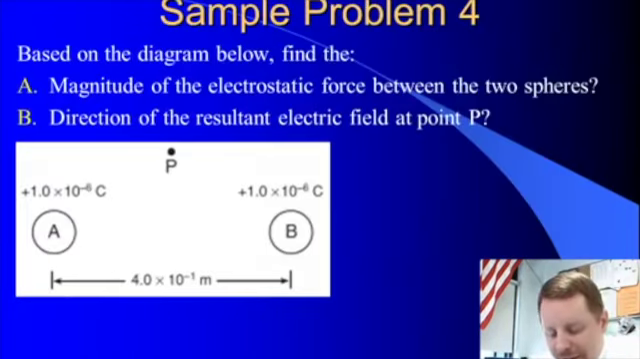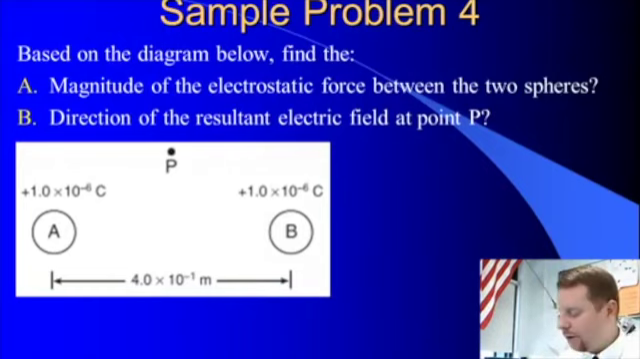So, directions of electric field lines: away from positive charges and into negative charges. Sample problem here says, based on the diagram, find the magnitude of the electrostatic force between the two spheres and then the direction of the resultant electric field at point P. And we're given A and B that both have positive 1 microcoulomb, or 1 times 10 to the minus 6 coulombs on them, separated by 0.4 meters, 4 times 10 to the minus 1 meter. Let's see how this would look.